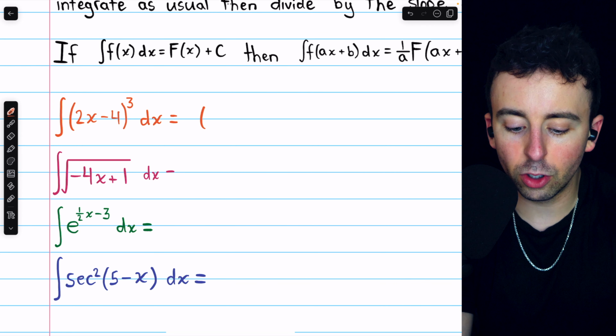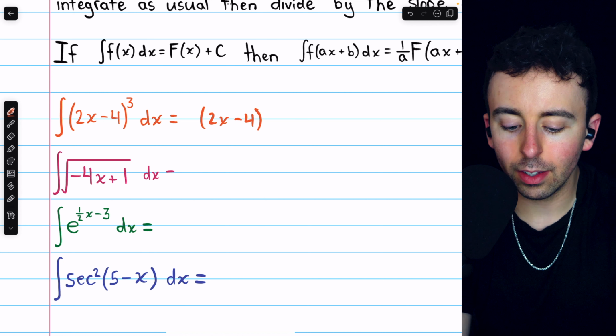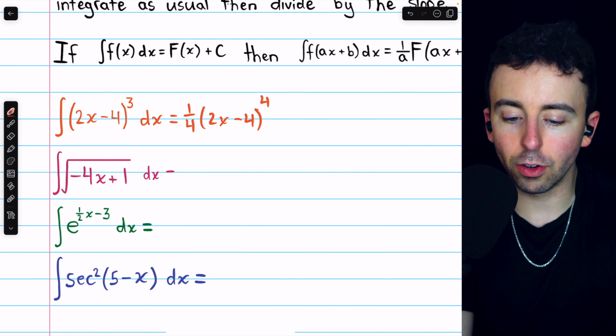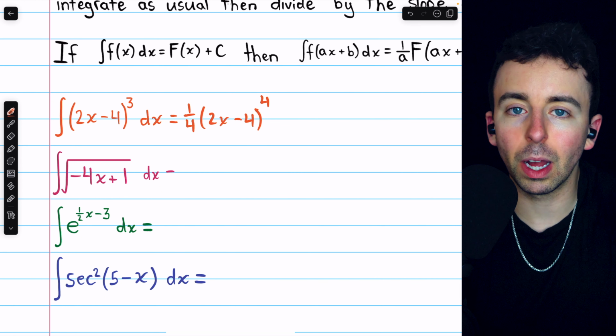So we're going to have (2x − 4), and we're raising the power by 1. So instead of a power of 3, we now have a power of 4, and then divide by the new power, which is the same as multiplying by 1/4.